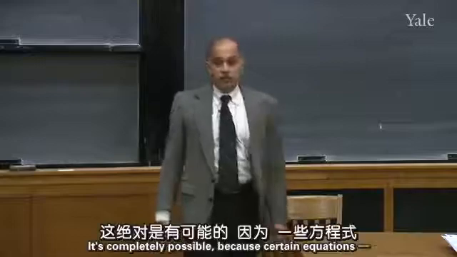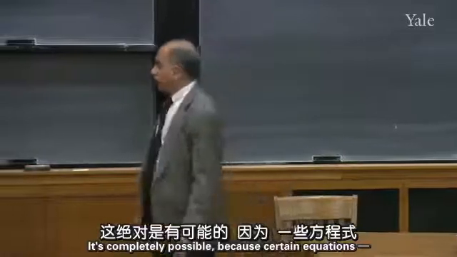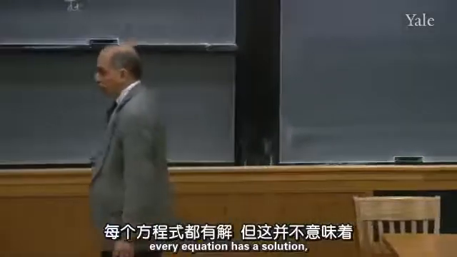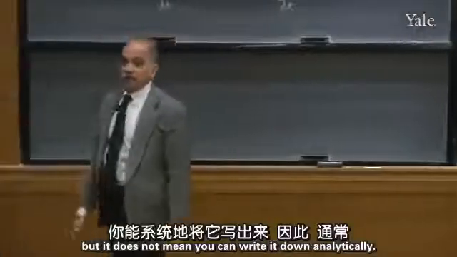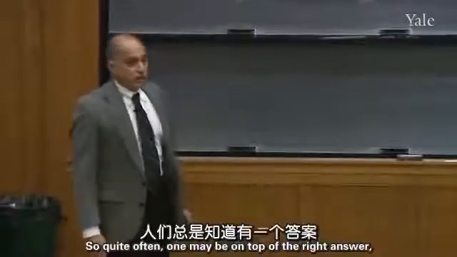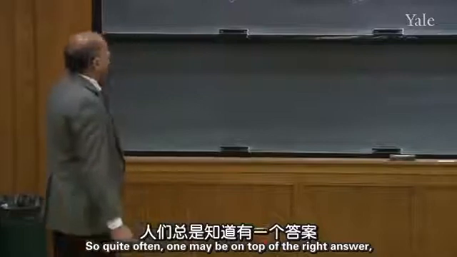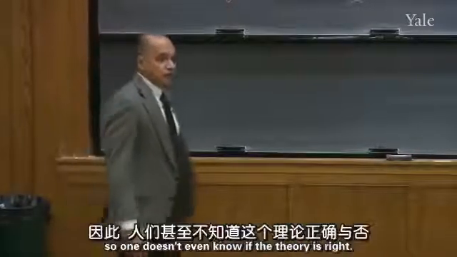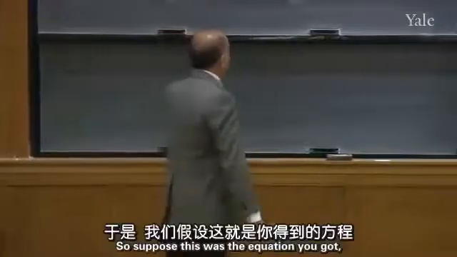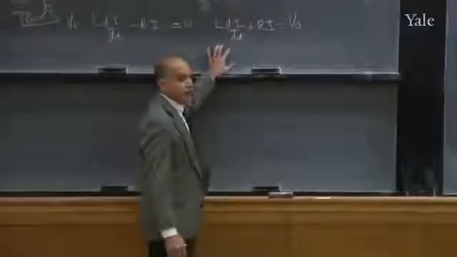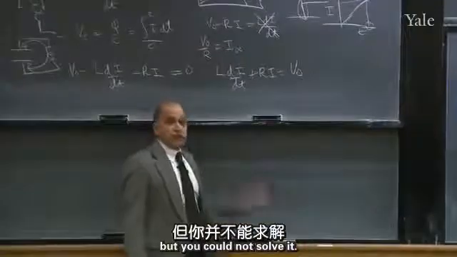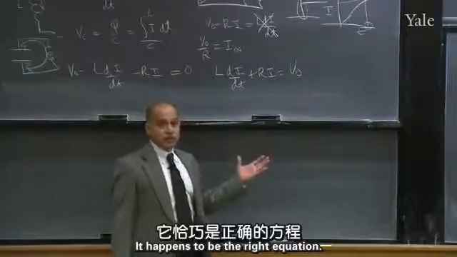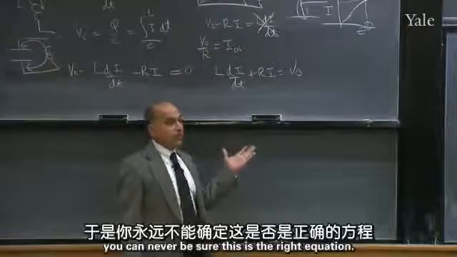It's completely possible, because every equation has a solution, but that does not mean you can write it down analytically. So quite often, one may be on top of the right answer, but not know how to solve it, so one doesn't even know if the theory is right. So suppose this was the equation you got, but you could not solve it. It happens to be the right equation, but you don't know what the answer looks like. You can never be sure this is the right equation.